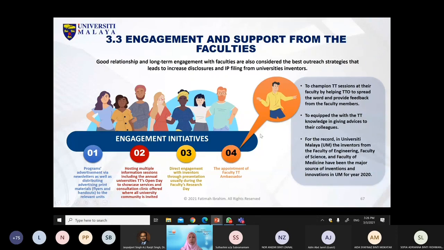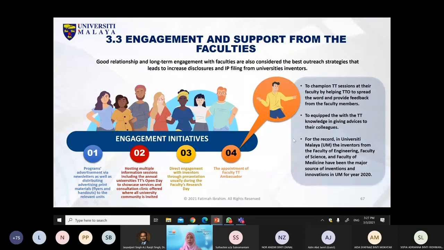So I would like to recommend to all the other technology transfer offices that one of the success stories you can have is to nominate an ambassador at the faculty as your TTO. And what is the function? The function is that this TTO will be the champion, and they will help you to spread the word and provide feedback from the faculty members. And to equip them with TTO knowledge, you have to educate this TTO, your ambassador, to advise their colleagues. So in case your officers are very busy, the researchers can seek the TTO at their faculty level, so they don't have to go to the TTO office.